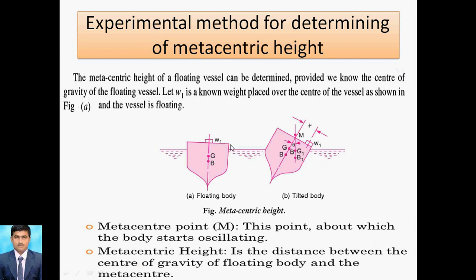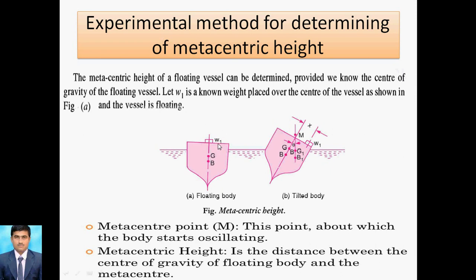For determination of this GM, the metacentric height, we can determine it by an experimental way. First we consider this floating body, which is a ship, and W1 is the weight which is placed at a central level, or you can say the center, and capital W is the weight of this vessel. So the vessel's weight is W, and we place a weight at the center point, called W1. This is for experimental purpose, right?